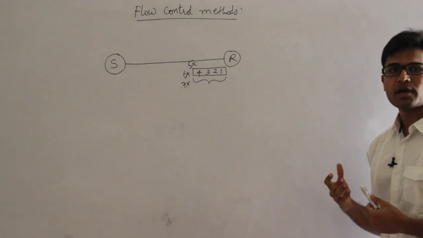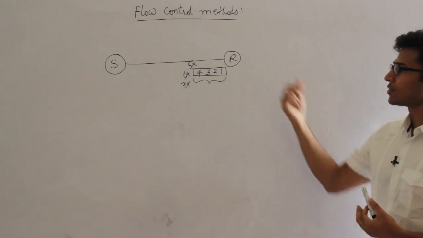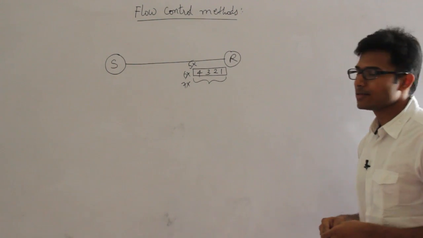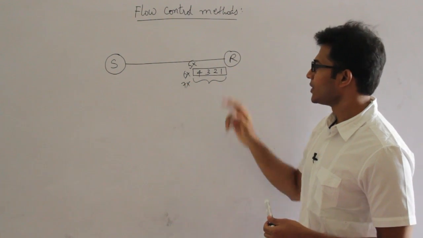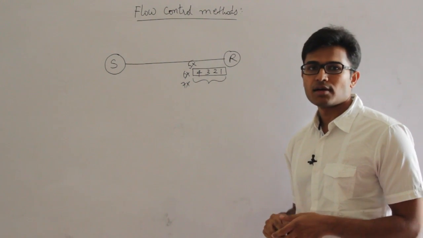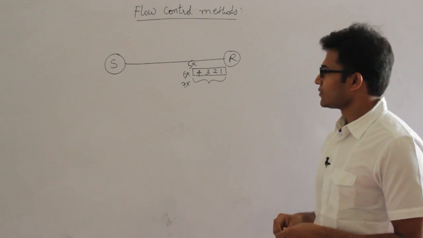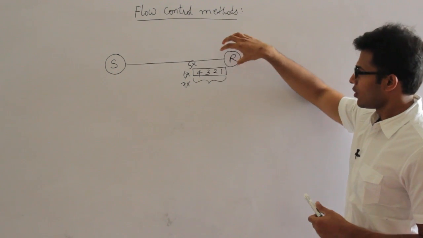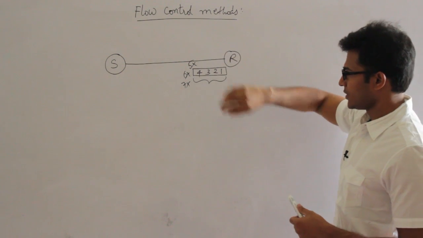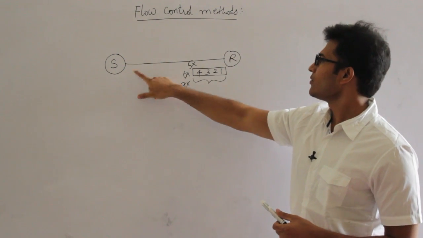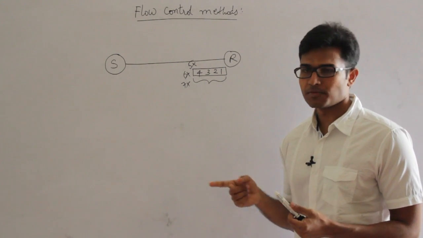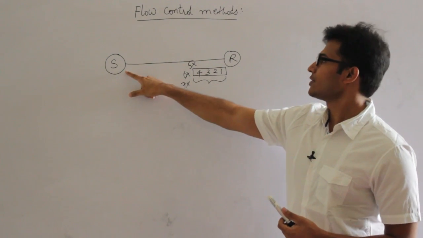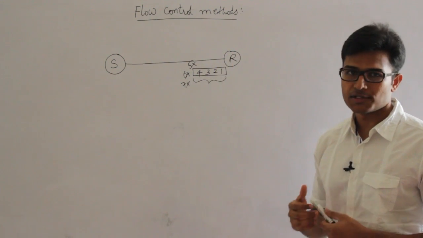You should only send the packets at a rate that the receiver could receive them, right? Which means you should always send the packets in such a way that the receiver will be able to receive them and process them, right? So flow control methods allow us to do so in such a way that the sender will always follow the receiver. It is also called a closed loop protocol, which means the sender will send the packets only if the receiver is in a position to receive it.